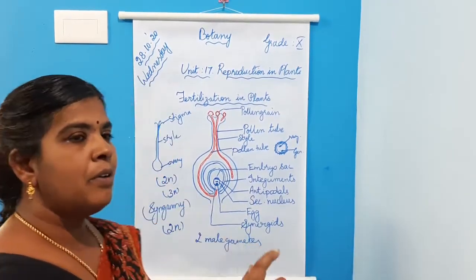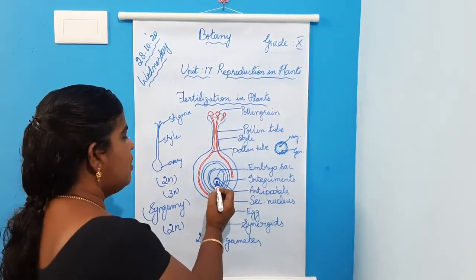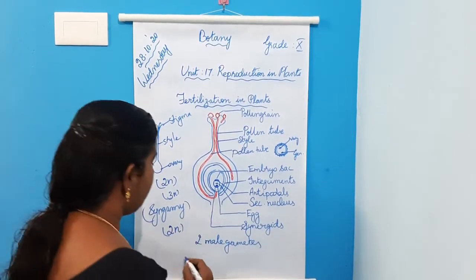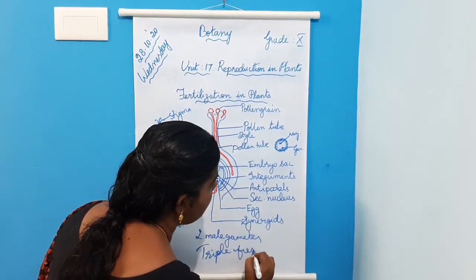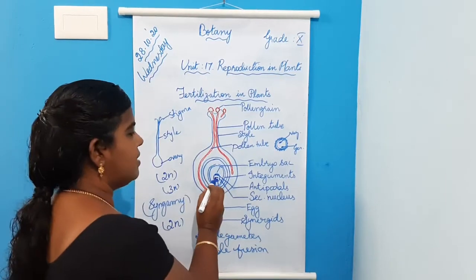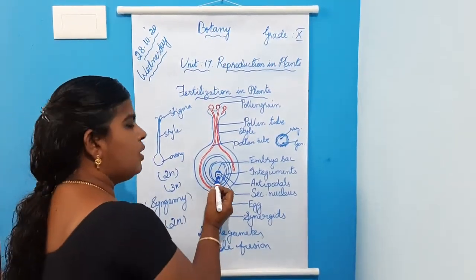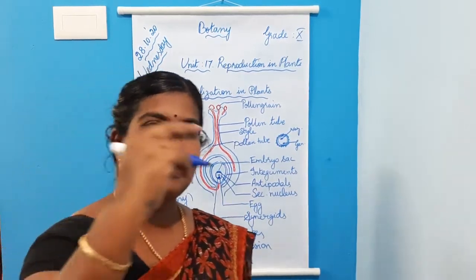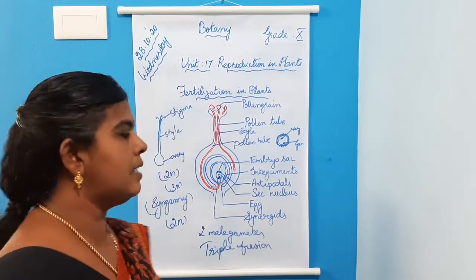One of the sperm fuses with the egg, and the second sperm fuses with the secondary nucleus. That is called triple fusion. It is called a triple fusion because the secondary nucleus is diploid. When one of the sperm fuses with the diploid nucleus, it results in the formation of a triploid nucleus.